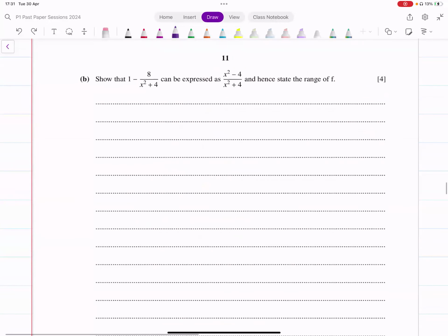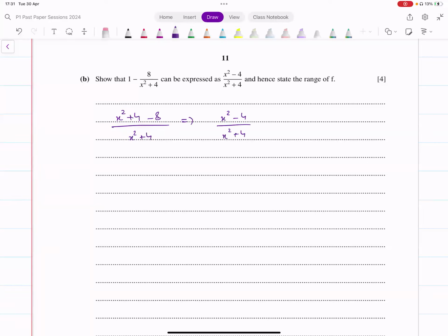Now it says, show that 1 minus 8 over x squared plus 4 can be expressed as this, and hence state the range of f. Now, how can we do this? We've got two separate terms here. We want to convert them to a single fraction. We can take the LCM. If we take the LCM there, we get x squared plus 4 minus 8 divided by x squared plus 4, right? So x squared plus 4 gets multiplied by 1, and you get x squared plus 4 here, minus 8. Now you simplify this, and it becomes x squared minus 4 divided by x squared plus 4.